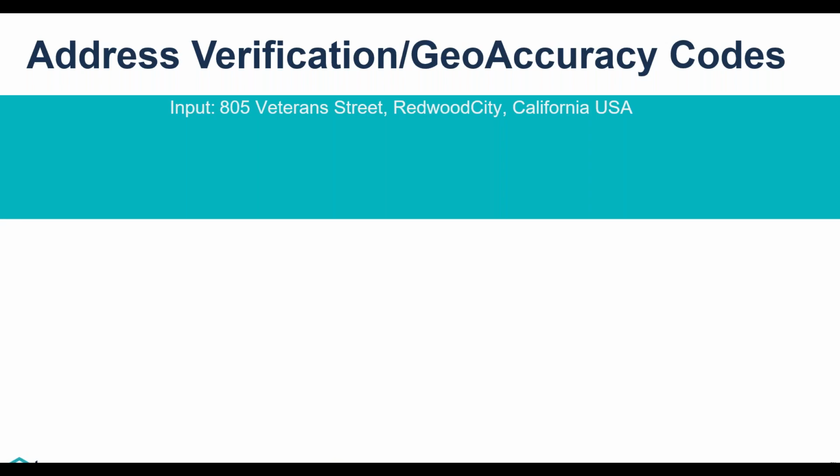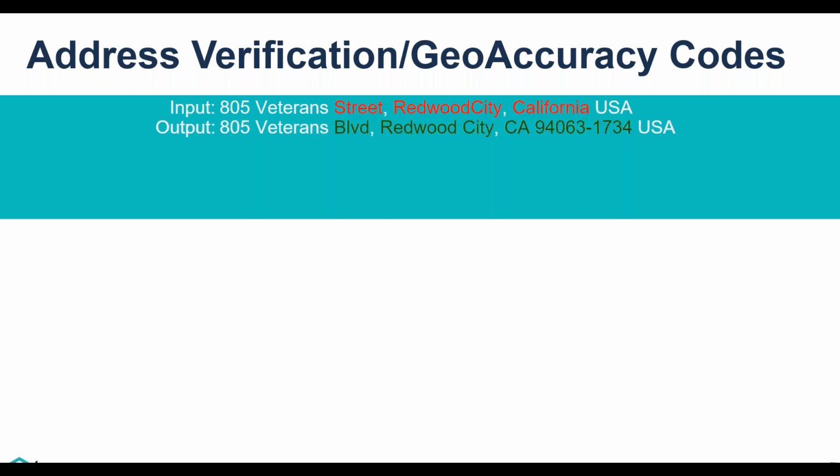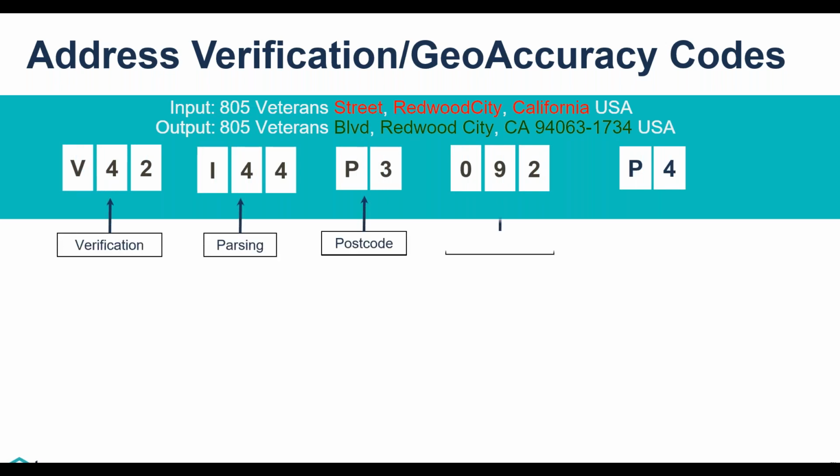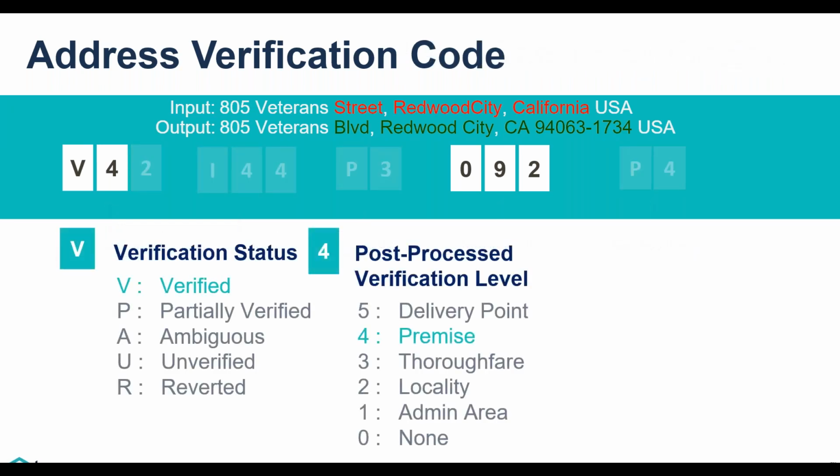So if that goes into Clean and Match, what would come out is the 805 Veterans Boulevard, Redwood City. Notice the street's been changed. California's an alias to the standard postal abbreviation for the US, and the zip +4 has been added. So after all that correction has happened, the address verification code and the geoaccuracy code are also output, and you'll see the 4-part piece of the address verification code, and then the last piece you see on the screen is the geoaccuracy code. Let me walk you through the important parts of this, because I can spend all day talking about it, but I don't want to do that.